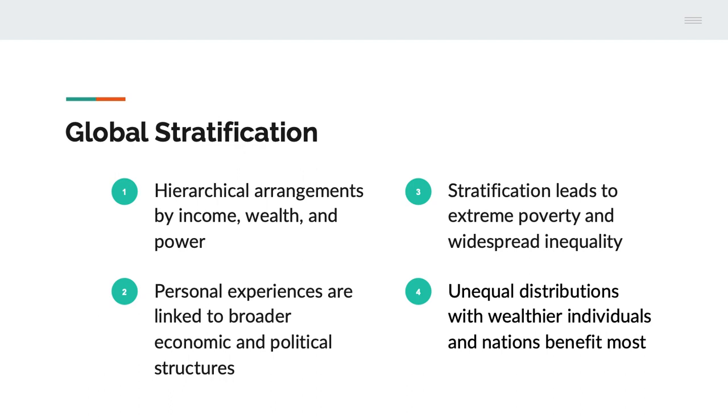Global stratification involves the unequal distribution of resources where wealthier individuals and nations benefit most. This inequality impacts societal and global development, shaping economic disparities and life chances. Ideally, an economy should ensure adequate means of survival such as food, water, shelter, and health for all people. However, the global economy often fails to do so, exacerbating income and wealth disparities.